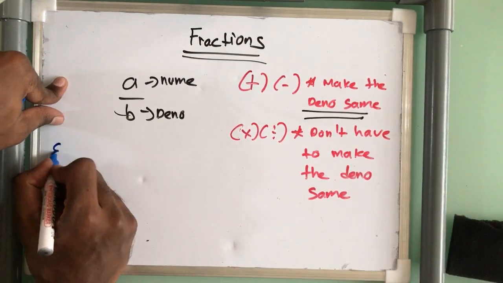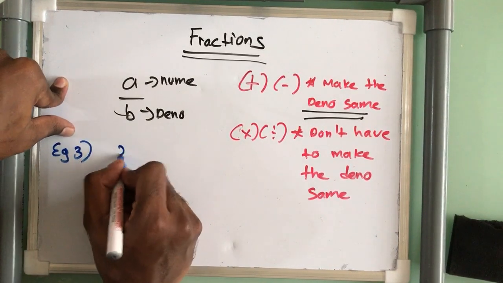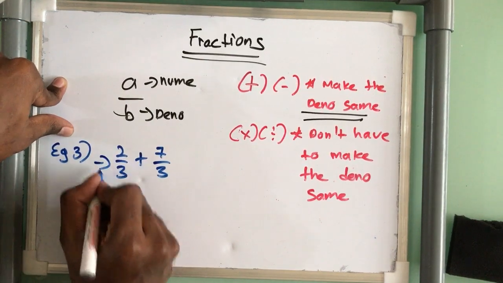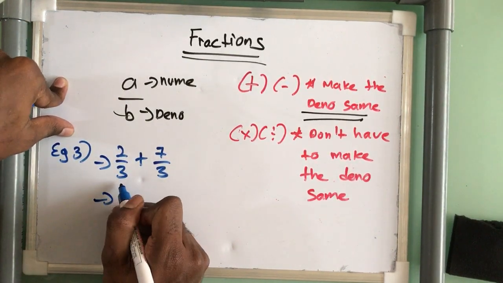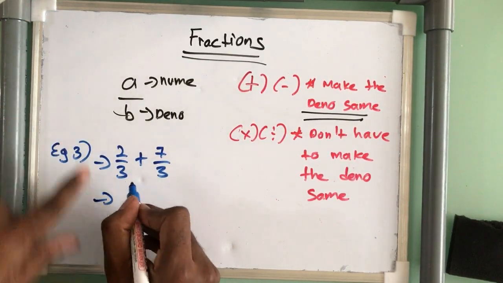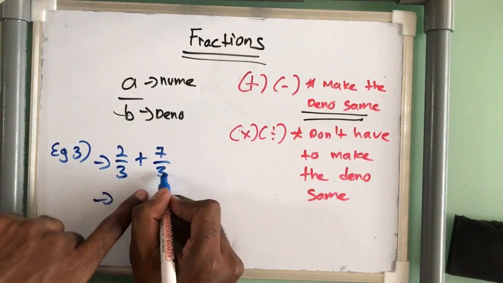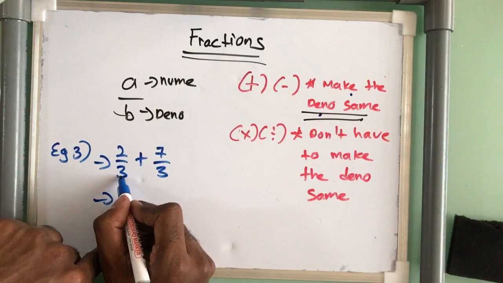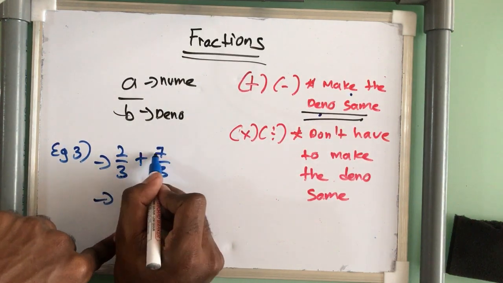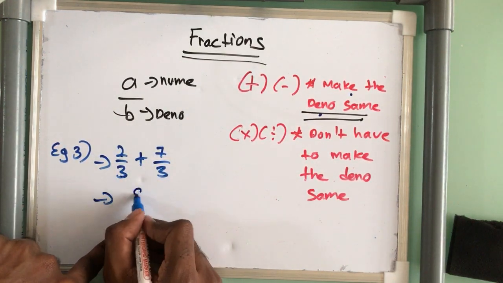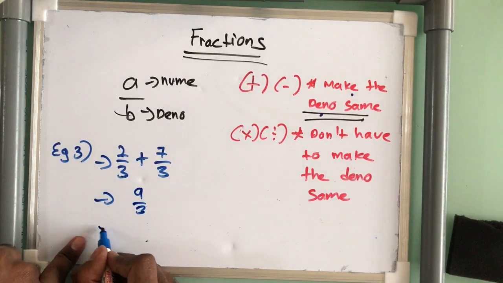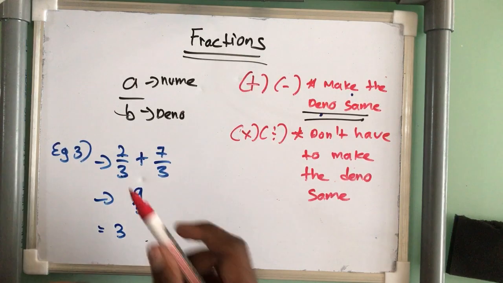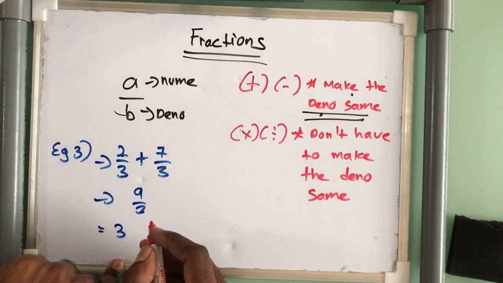One last example. Let's say I have example 3. I have 2 over 3 plus 7 over 3. So this question, yes, it's a bingo because the denominator is the same. When the denominator is the same, we do not add the denominators because our objective is just to make the denominator the same. With that, we can add them up. So 2 plus 7 will give you 9 over 3. Further simplification will give you 3. Some students won't understand that. They will ask me why we don't need to add the denominator.